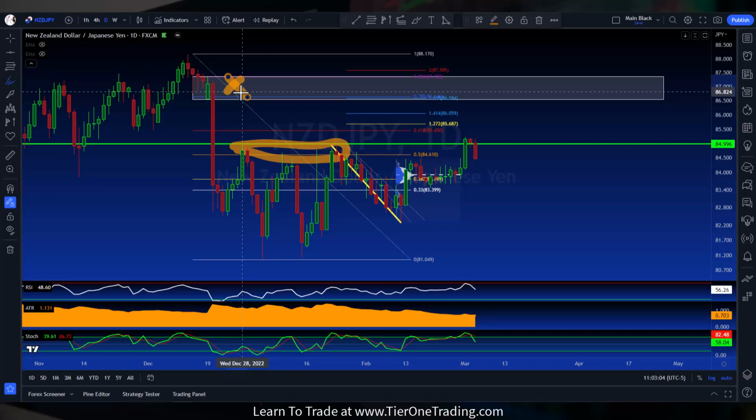Does that mean that it's going to work here with the New Zealand yen? Not necessarily. I know a lot of traders look for correlations. Well, these are all 3 yen crosses, and if 2 of them do the same thing, then the third one has to do the same thing. And remember, that's not necessarily the case.